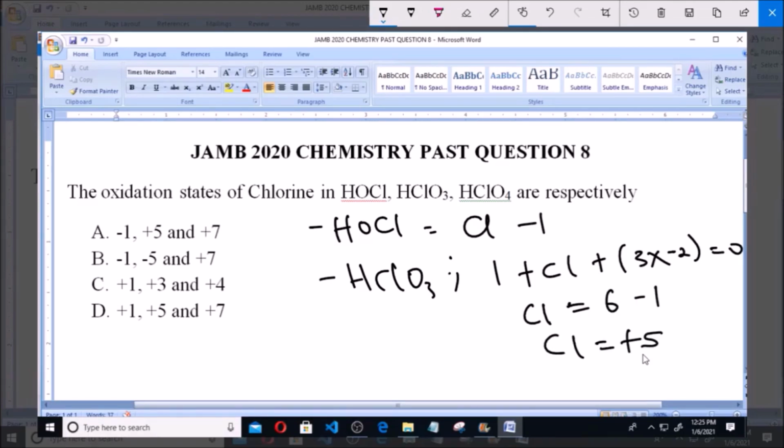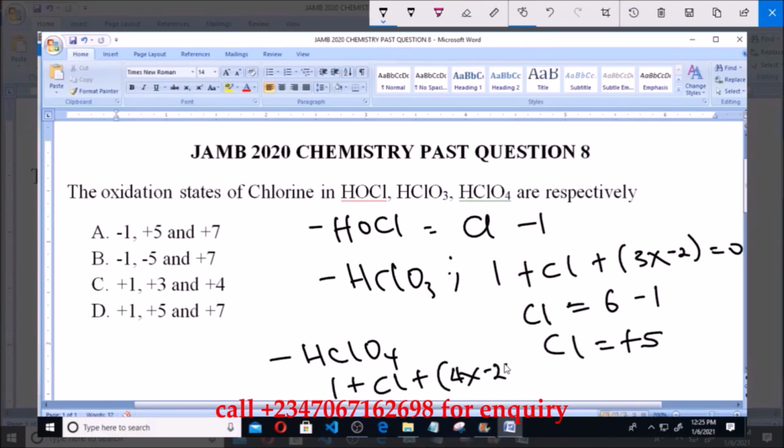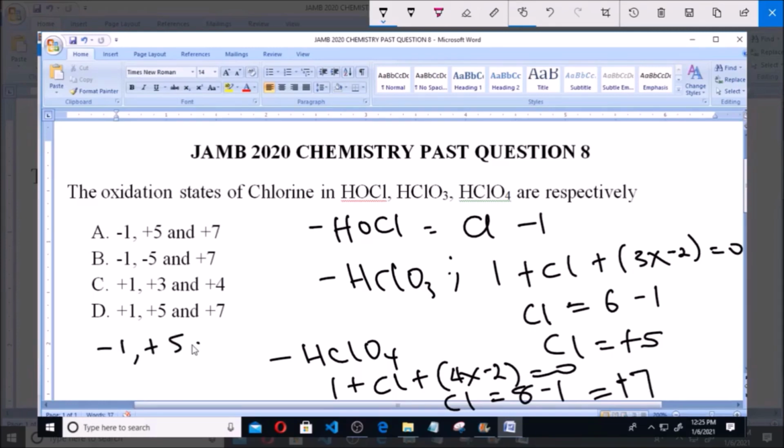Then for HClO4, it will give us 1 plus Cl plus 4 multiplied by -2 equals 0. So this will give us Cl is equal to 8 - 1, and that is equal to +7. So the oxidation states of chlorine in the following compounds are -1, +5 and +7, and that is option A.